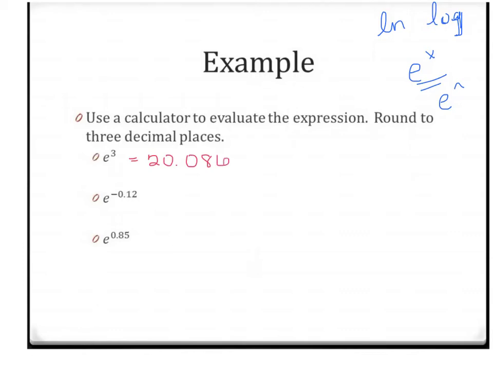Okay, I'm going to do the same thing for e to the negative 0.12. Just type that into your calculator, and you get 0.887 when you round that to the third decimal place. Let's make sure we are rounding correctly. And e to the 0.85 gives you 2.340. Then there's a 9 in the third spot, but the 6 in the next spot tells you to round it up. And so you're going to round it up then to a 4.